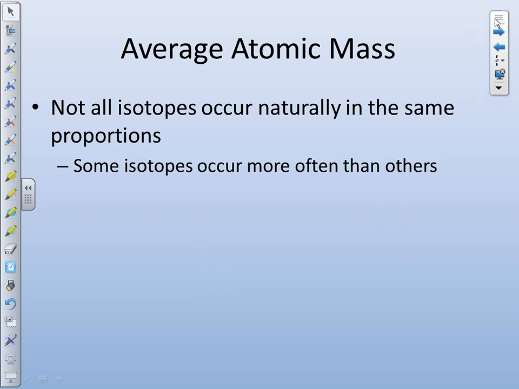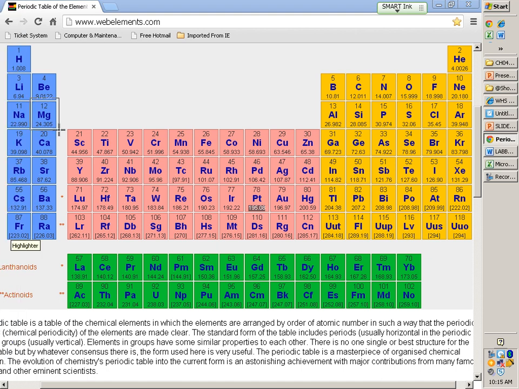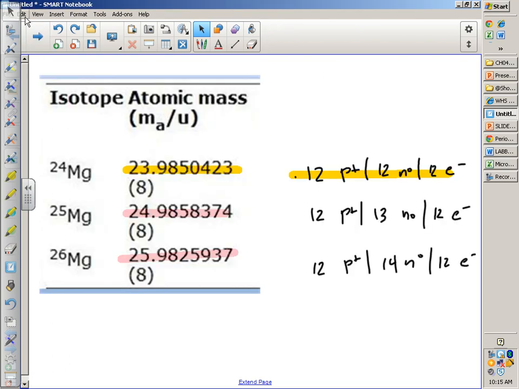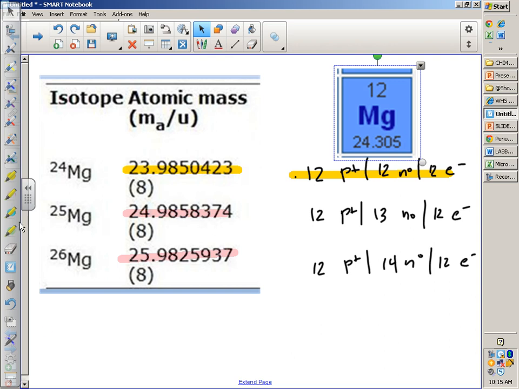What we find out is in nature, these isotopes, magnesium-24, magnesium-25, and magnesium-26, right? Actually, let's do that. I should have done that. If we find magnesium on the periodic table, let me take it and put it on this page. So there's magnesium square on the periodic table.